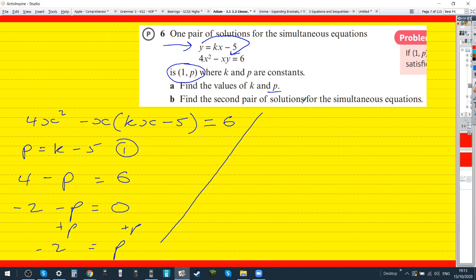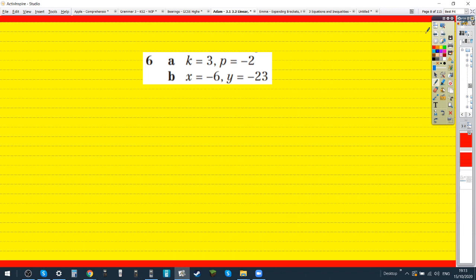Okay, so we write out. Is it easy to use the top one or the bottom? Top one's much easier, I think. Okay. So you know p is -2, and p was y, so -2 equals k - 5. That's it. So that means we just add 5 to both sides. Yep. Which would be 3 equals k, so k is 3. P is -2. So it was a bit different.